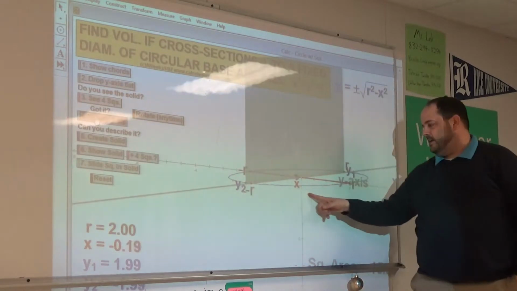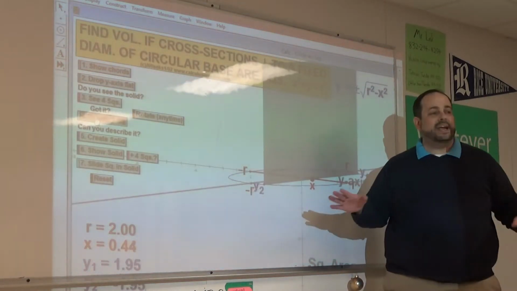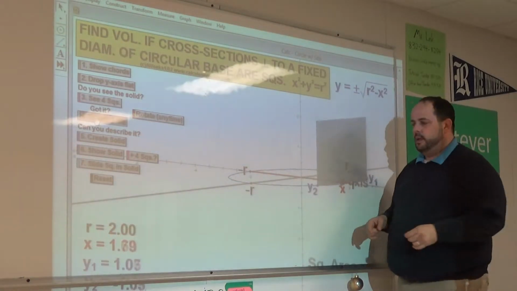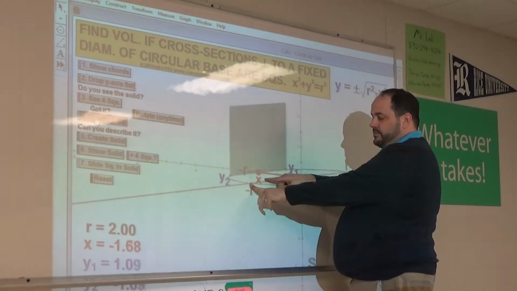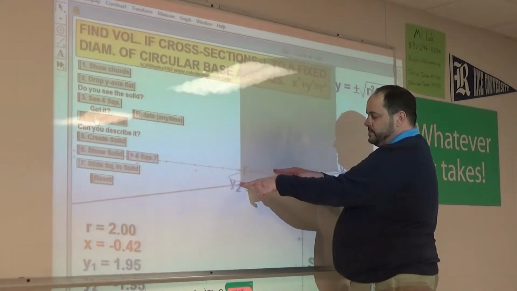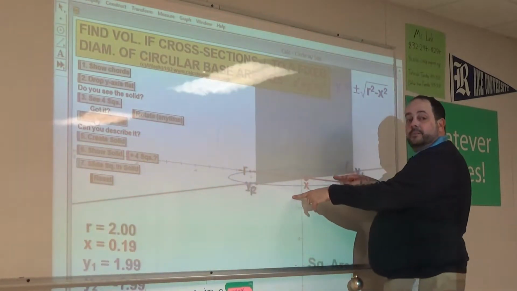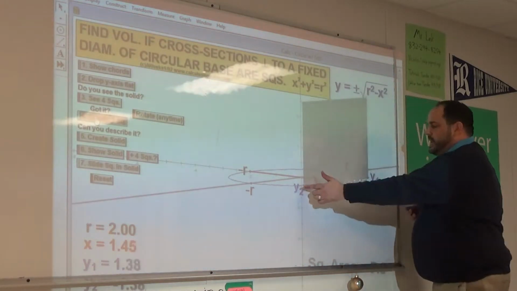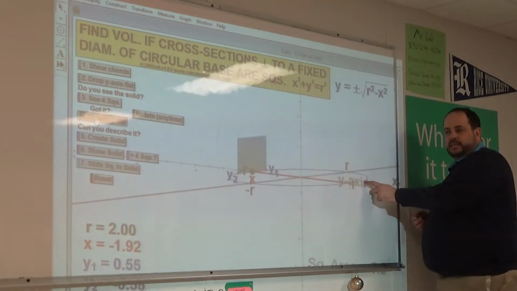Because if the base is a circle, the radius does not actually ever change on you. The distance from one side of the circle to the other side is increasing. Over here, it's pretty short. Gets bigger, bigger, bigger, bigger, bigger. Square has to get bigger to make that gap. And now it starts to get shorter as we get to the end.